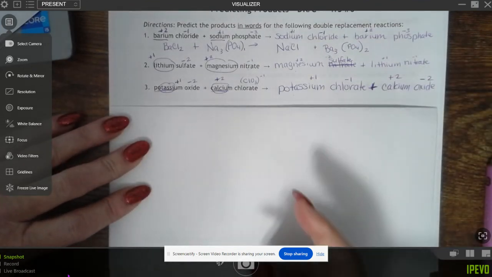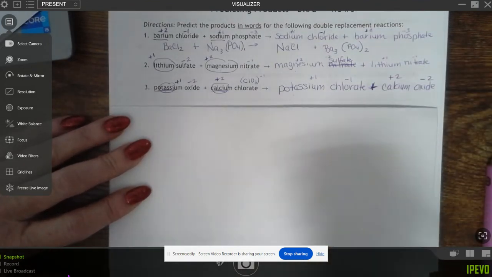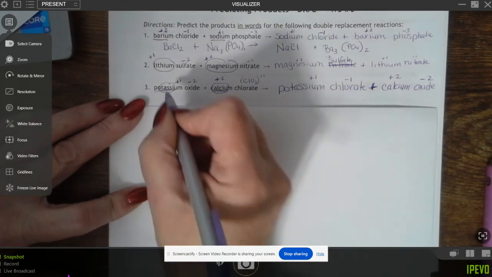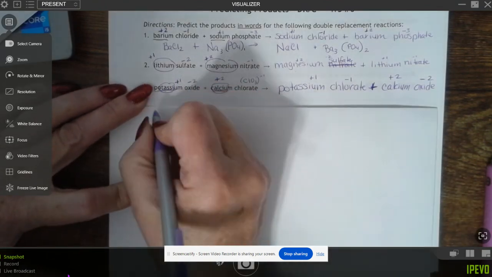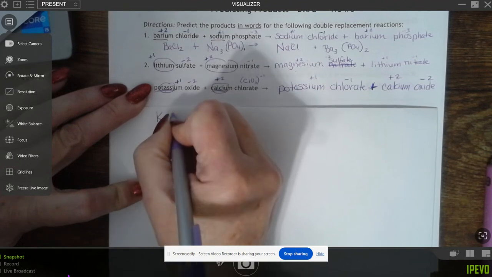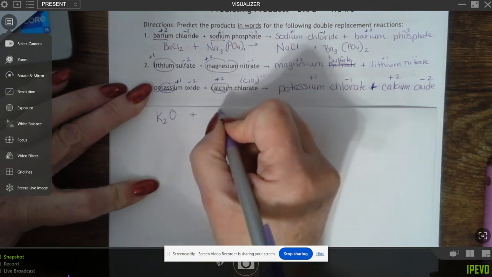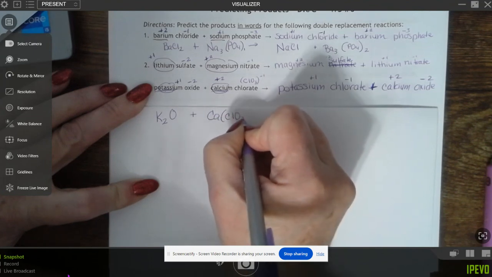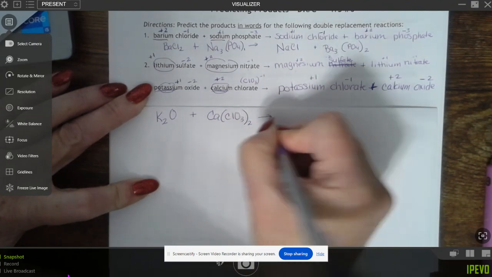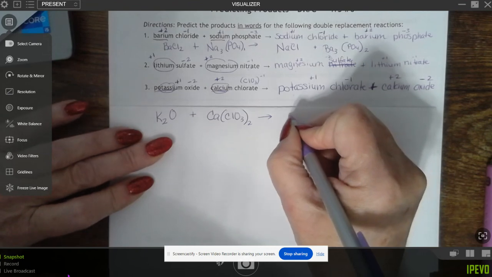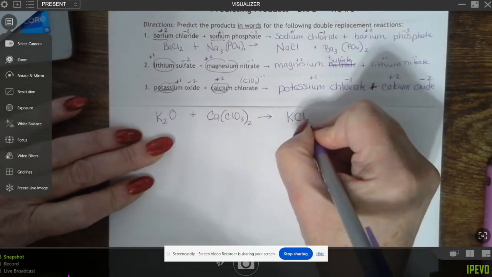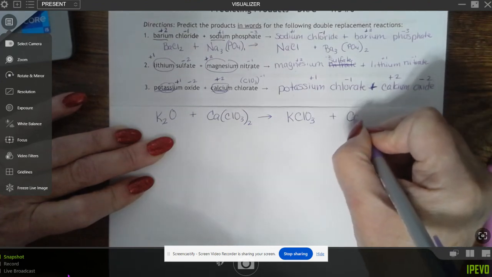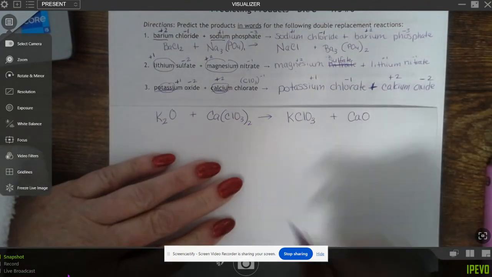So I just do those charges up there so that I don't have to actually write my symbols twice. I can just think about it, okay, I crisscross these. So I have K2O plus Ca(ClO3)2 reacts to give me KClO3 plus CaO.